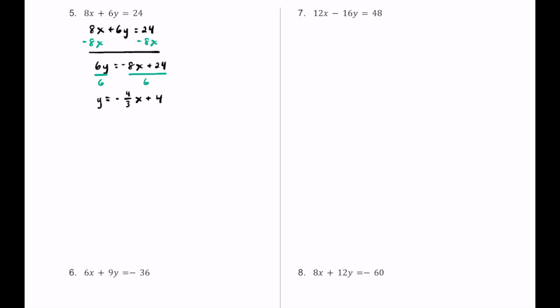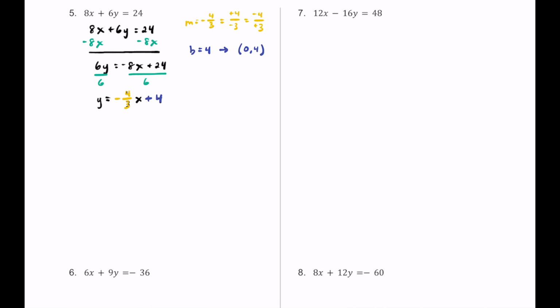Now we have it in slope-intercept form. So we have identified our slope here. So we can say m is equal to negative 4 over 3. We can also say that's going to be positive 4 over negative 3. Or we can say this is negative 4 over positive 3. Both versions are okay. And then this positive 4 is going to be our b value. So b is equal to 4, which means that we know we have the point 0, 4.